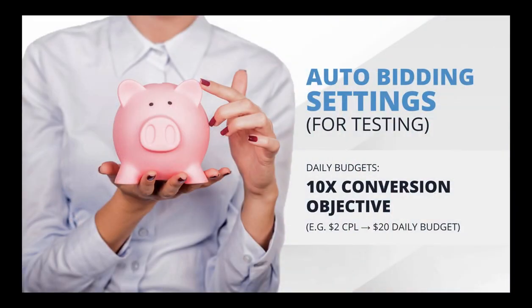So for auto bidding, generally speaking, what you do is you just set a daily budget for your ad, and you let Facebook handle all the work behind the scenes as far as trying to win you the auction and get you the cheapest results that you possibly can.